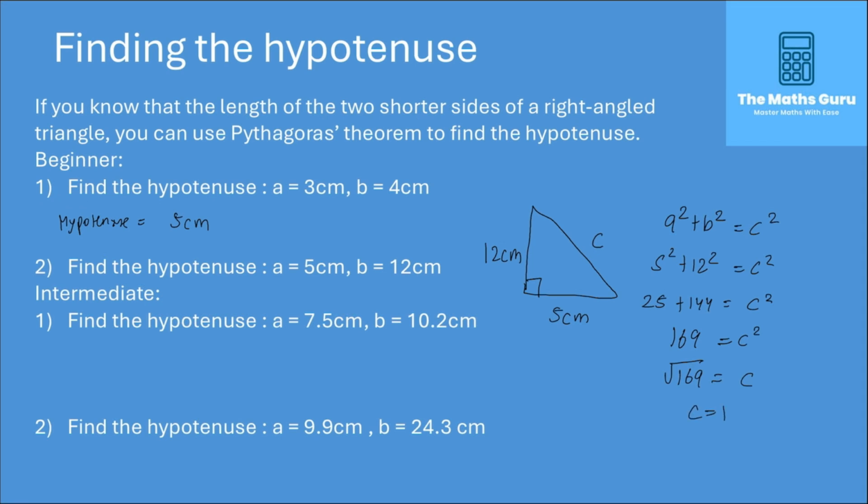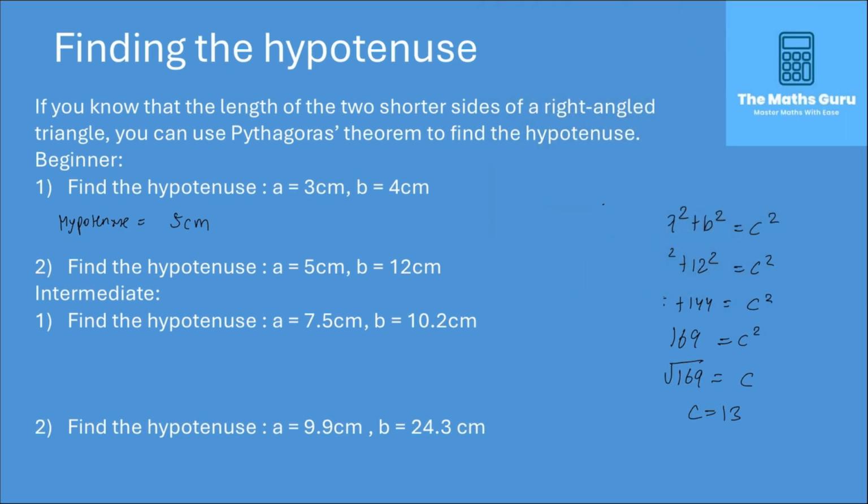So C is equal to 13 centimeters. And you'll always notice that C is going to be the largest out of the 3 lengths that you have on the triangle. Okay, moving on to question 3.